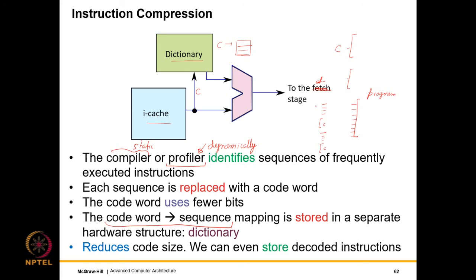This is one. And the other is that this of course reduces code size, both static code size and dynamic code size. And along with that, what we can do is, instead of storing regular instructions, we can store decoded instructions, right? So then the advantage is that these instructions don't have to go through the decoder. They can directly go to the stage after decode, which is renaming, because these instructions are already decoded. So this saves time as well as power.